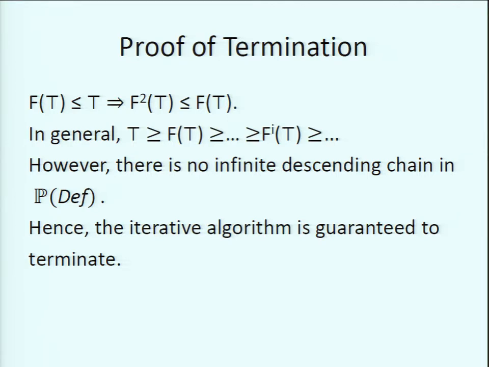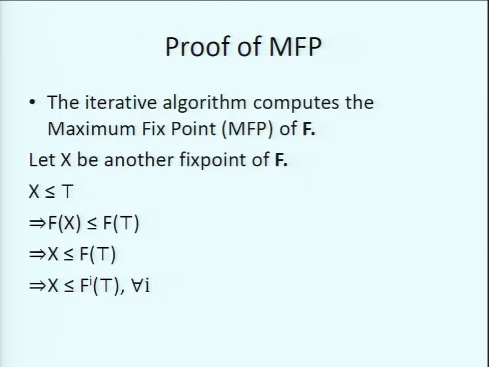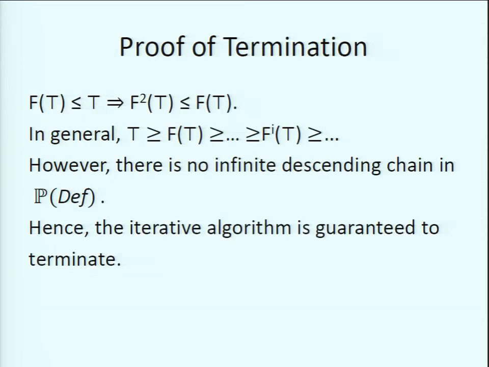If we remain at the same point, that means it's a fixed point, right? Either we will go down or we will remain at the same point, and once we remain at the same point, it's a fixed point. So therefore the algorithm will terminate at that point, because it says that if there is no change then you will terminate. So this shows that the iterative algorithm is also guaranteed to terminate, and once it terminates, by this proof it is going to compute the most precise fixed point that's possible.